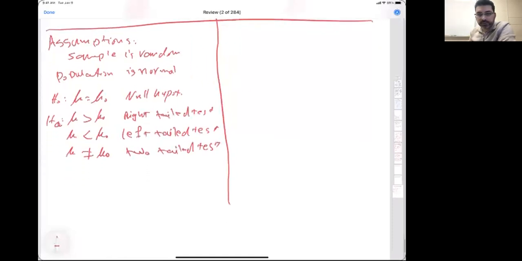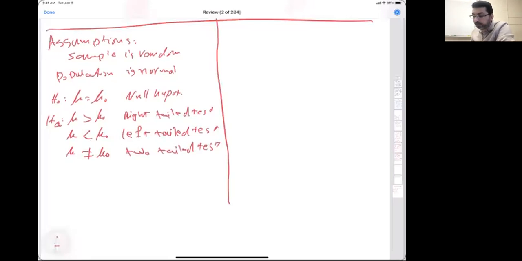Why is it important to know the direction of the hypothesis or the test? Because based on the direction, you will know where you can find the p-value, from the left tail or from the right tail, or both. Very important to know the direction from the beginning.